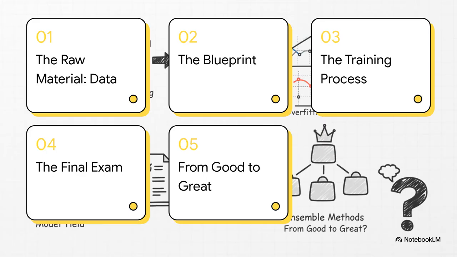So here's the roadmap for our journey. It's got 5 main stops. First, we'll start with the most basic ingredient, the raw material, the data. Then we'll sketch out a blueprint for our model. After that, it's time to send it to school. That's the training process, which is, of course, followed by a final exam to see what it's learned. And finally, we'll look at the secret sauce for taking a model from just pretty good to truly great.